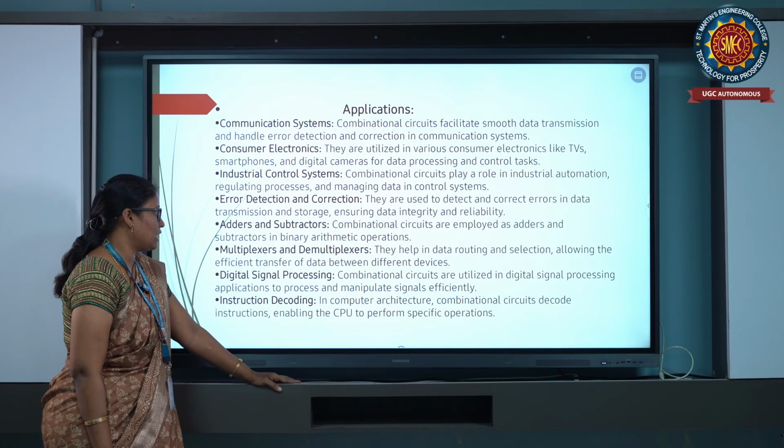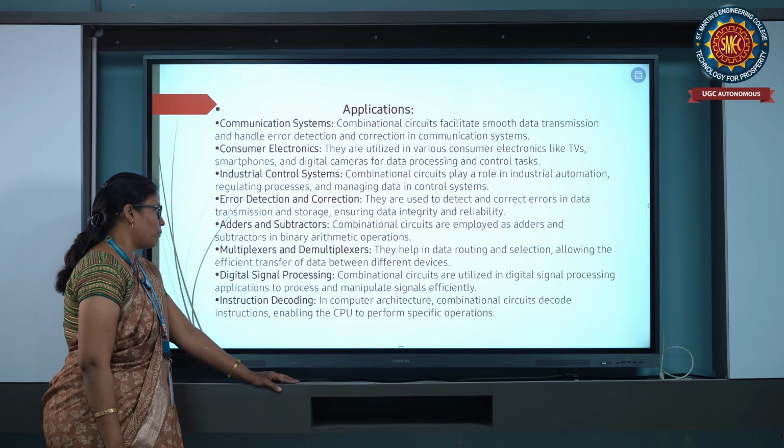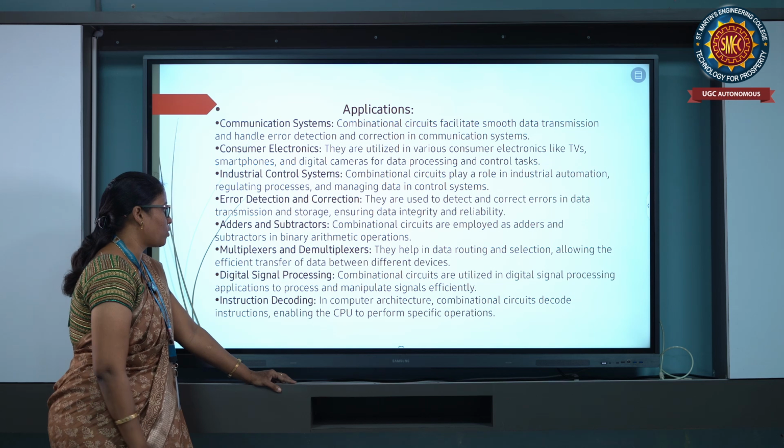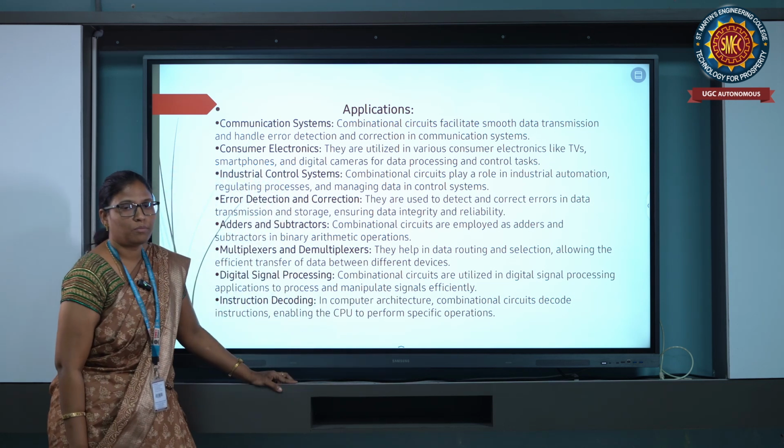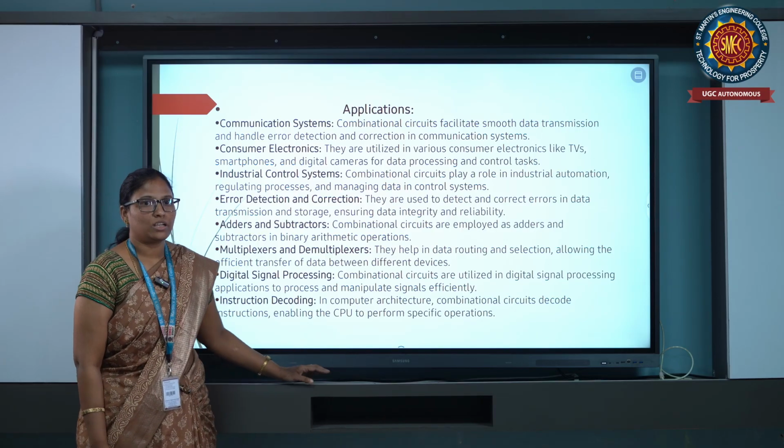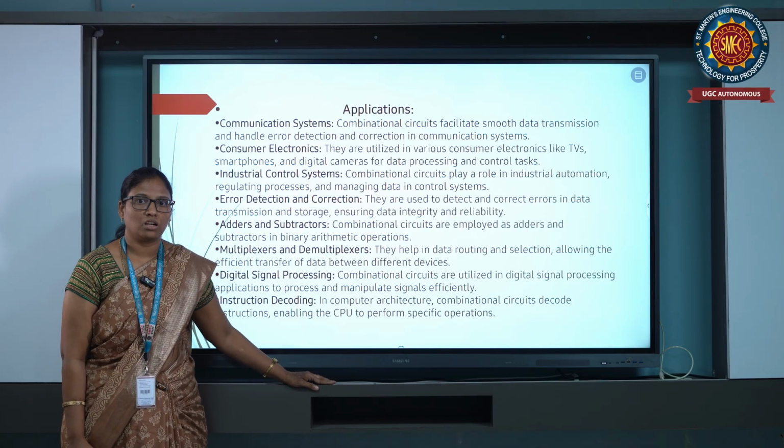Going to digital signal processing, these combinational logic circuits are used to process and manipulate signals efficiently in digital signal processing. Thus, these are the applications of combinational logic circuits.